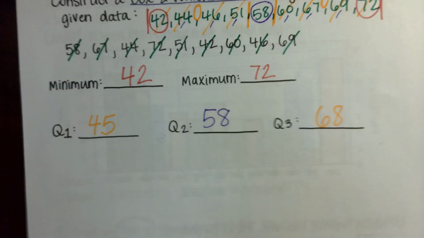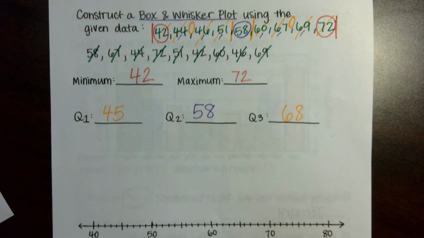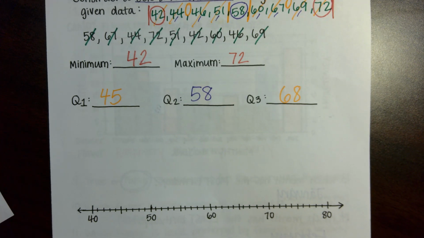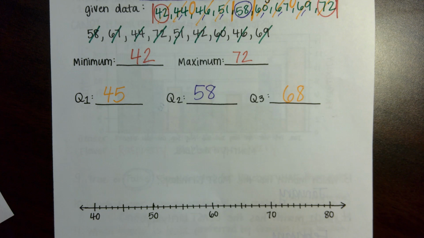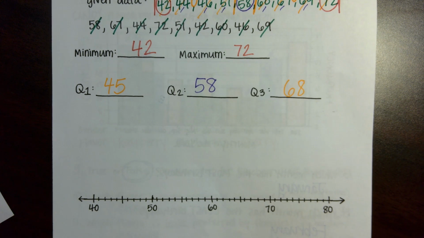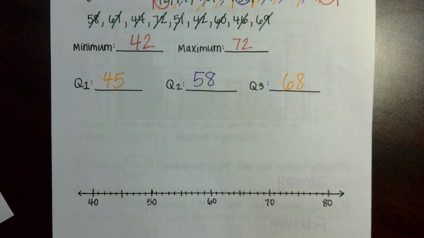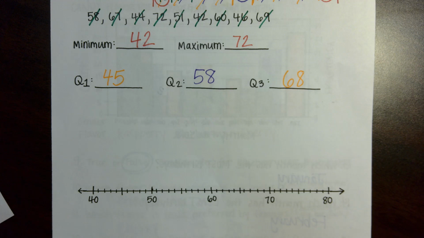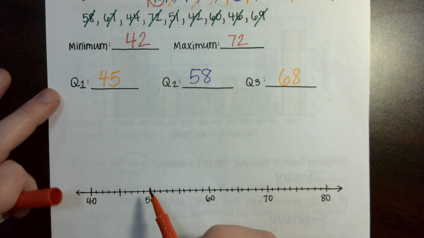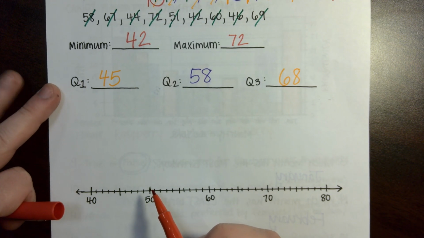Okay, now here's where I would be a little careful, making sure that we get our box and whisker plot accurate. What I would like you to do, and I'm not going to take points off if you don't, but it will be helpful for you, is plotting your points on your number line before you draw. I think that's going to help you.